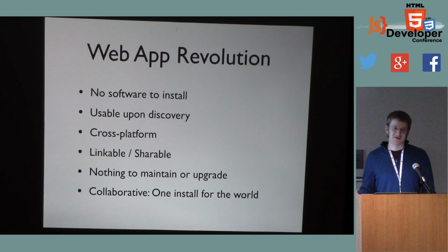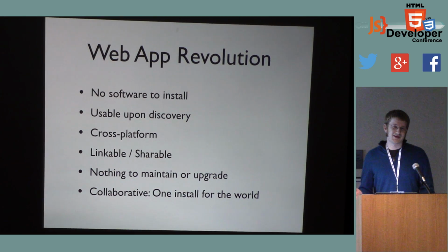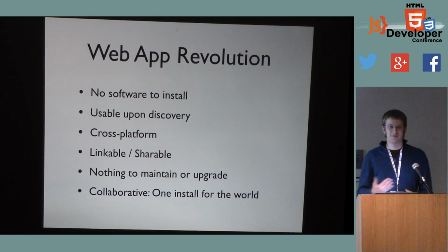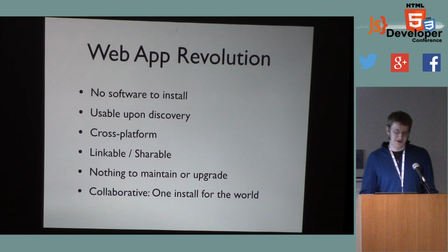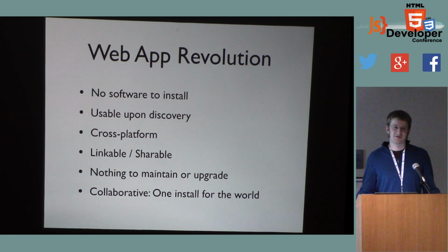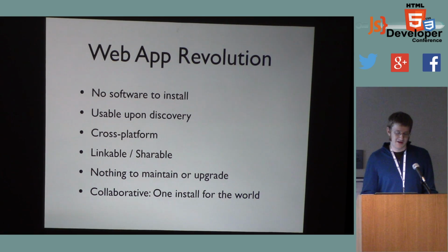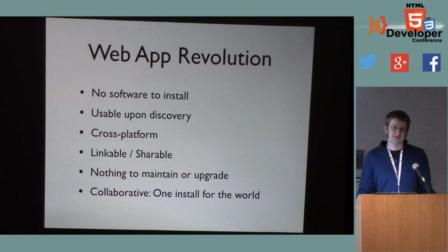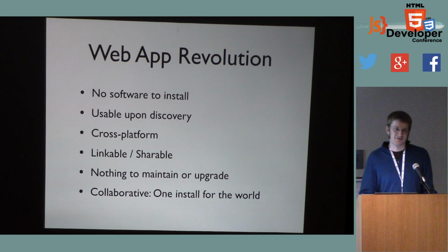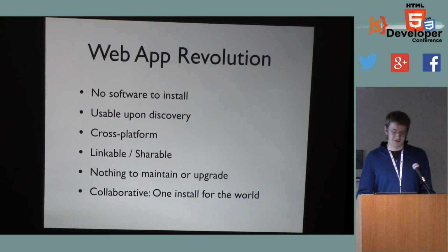Whether it's like Google Docs or Wikipedia, you follow a link to a Wikipedia page, and then you can be editing that page immediately. It's cross-platform, so the web just kind of provides this cross-platform web runtime. If you don't know whether to write your app for Mac or Windows or Linux, you just say, oh, I'll make it a web app, and it runs everywhere. They're linkable and shareable. Like I mentioned, you can link someone right into an app. There's nothing to maintain or upgrade, so this is great in all sorts of settings like the enterprise where you don't want to deal with software upgrades.